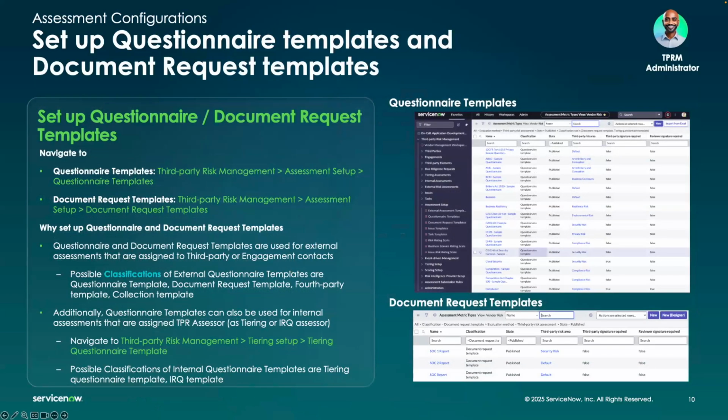Over here, this is about setting up questionnaire templates and document request templates. What's important to understand is that the questionnaire and document request templates are two different types of questionnaires that are sent to the third parties as external assessments. Broadly, the classifications of questionnaires can be questionnaire template and document request template, which is what we are discussing over here. But there are other classifications possible, such as fourth party template and collection template, and we will understand them later in separate speed learning sessions.